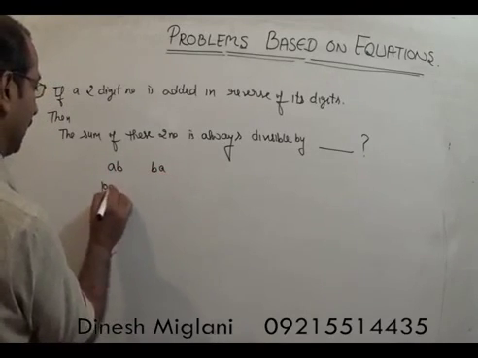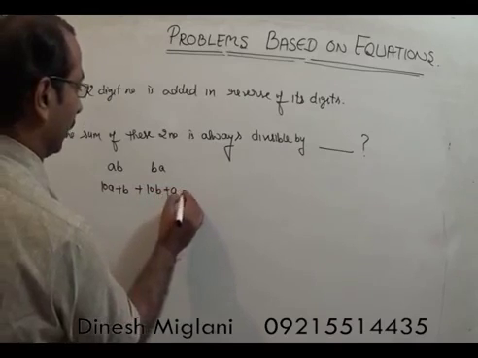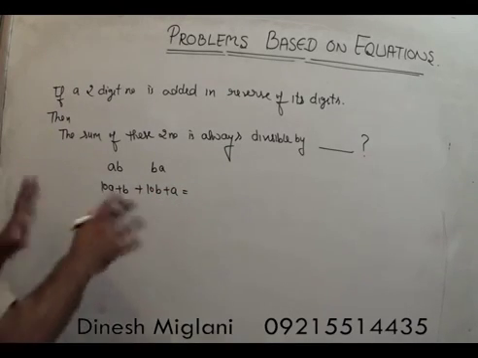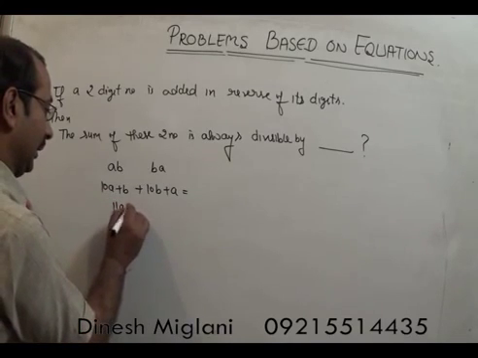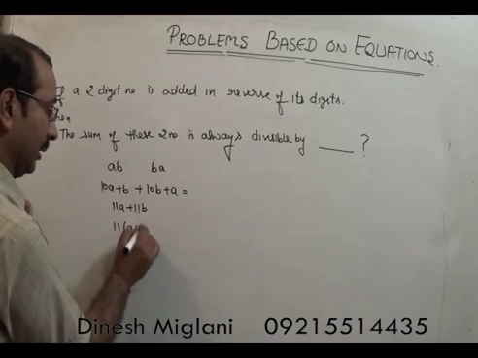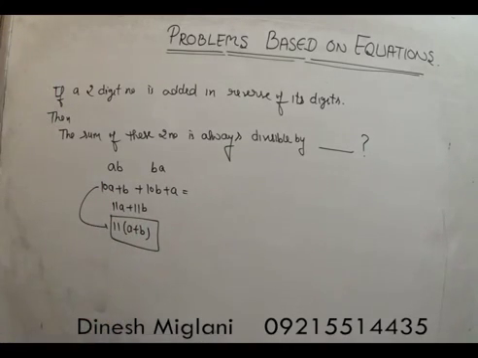AB would be taken as 10A plus B, reverse BA is taken as 10B plus A. Okay? Add both: 10A plus B plus 10B plus A. When I add both, I get 11A plus 11B. 11 would be taken as common, I get A plus B. That is the addition, and the addition is always divisible by 11. That becomes my answer. Okay?